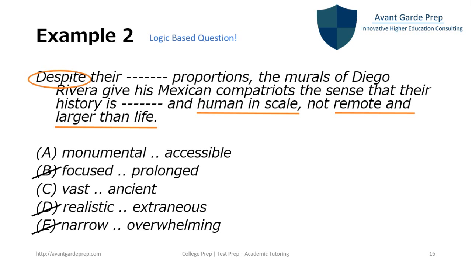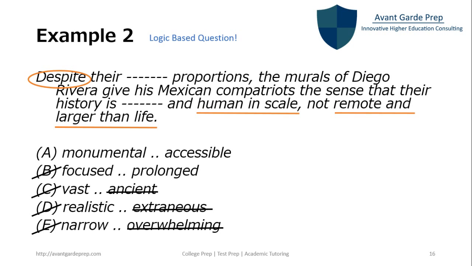So now we can look at the second blank in isolation, and the second blank is going to have to mean the same thing as human in scale. So looking at the answer choices that are remaining, accessible. Yes, accessible does mean something similar to human in scale, so we'll keep that around. And C, ancient. No, ancient doesn't mean the same as human in scale, so I would eliminate that, and that makes C wrong. Now, if I had started with the second blank, I could have also eliminated extraneous and overwhelming, because those don't mean the same thing as human in scale.